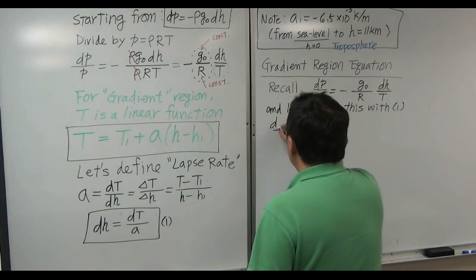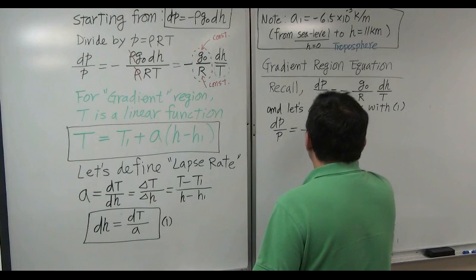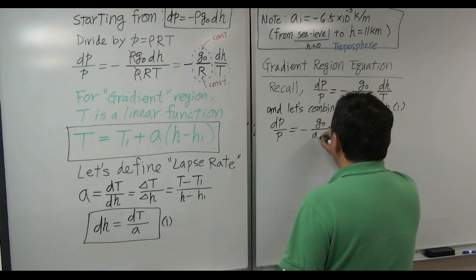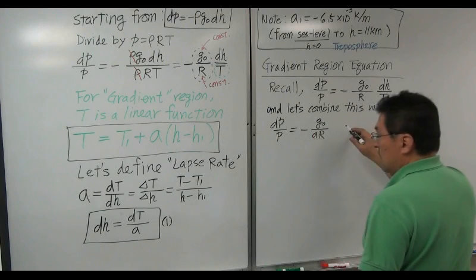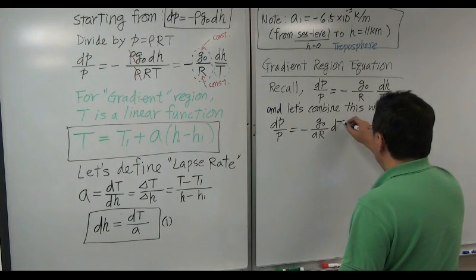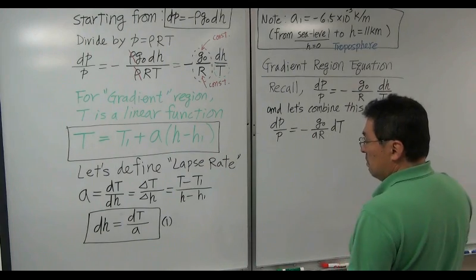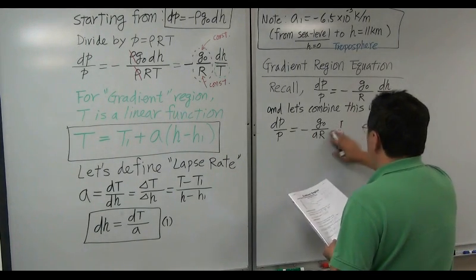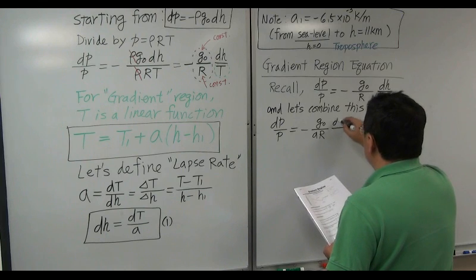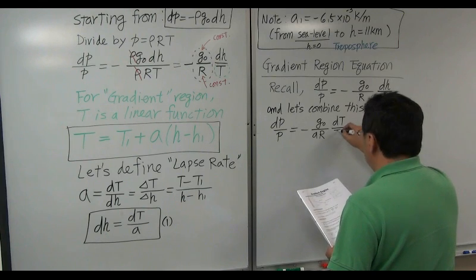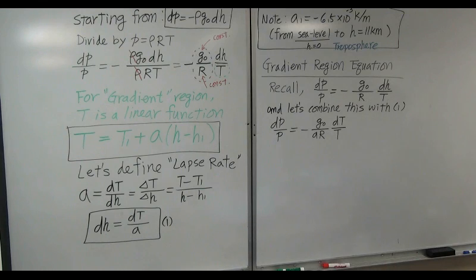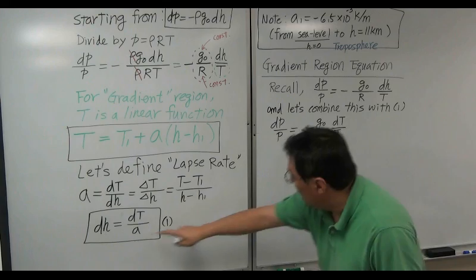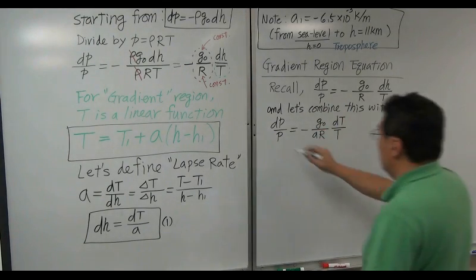So this actually gives you dP over P is equal to minus G0 over aR, dT over T, sorry, dT over T. So I just substituted dH being dT over a. Here we go.